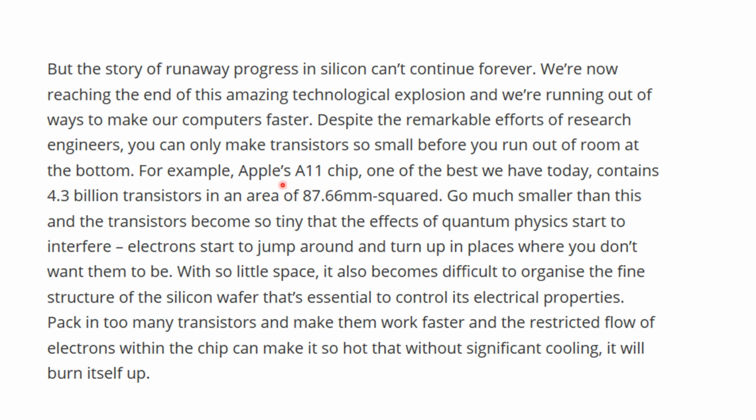And for example, here's another chip being referenced. This is one of the best as of the writing here. We have today this many billion transistors in an area that is very small. Going much smaller than this, the transistors become so tiny that the effects of quantum physics start to interfere. Electrons start to jump around and turn up in places you don't want them to be.